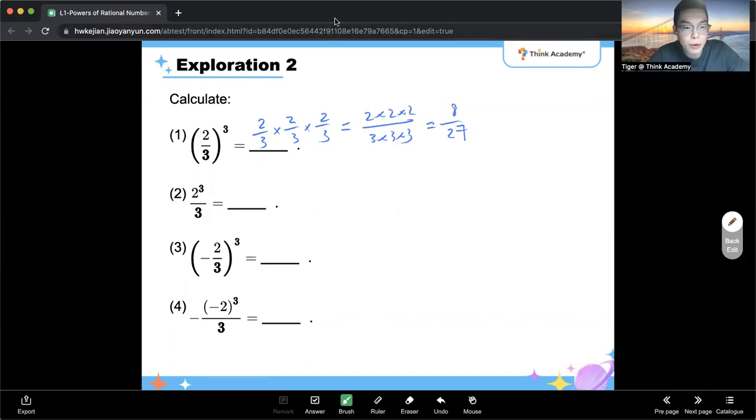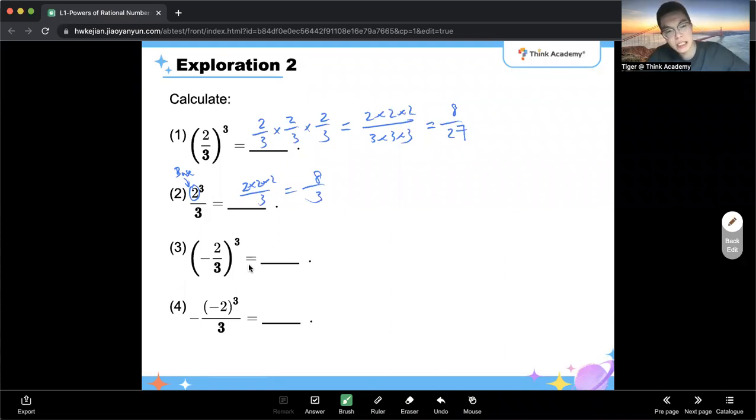Now that I have removed the parentheses, is the answer going to be the same? No, because the power of 3 is only exclusive to the 2 now. So 2 is the base number here instead of the whole 2/3, which means that I have 2 times 2 times 2 over 3. That is 8 over 3. Good. And what about the third one?